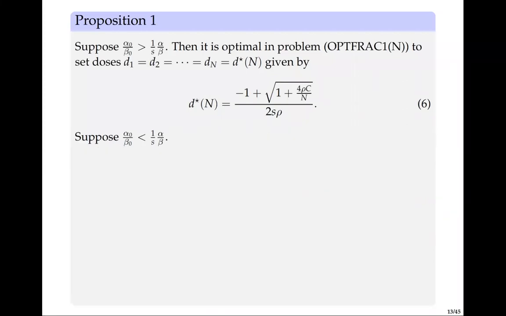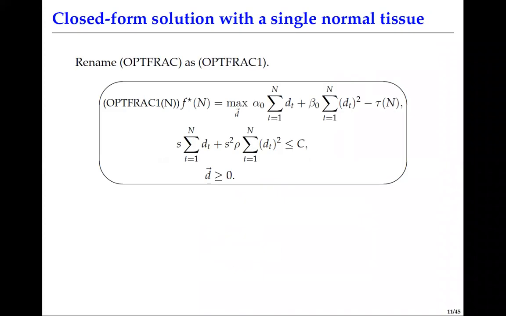And let's see why. Because if you go back, and you know that, of course, this constraint is active, but a single dosage solution is optimal, meaning there is only one dose and all the others are 0. So let's call that D. Then you simply get S D plus S squared rho D squared equal to C.